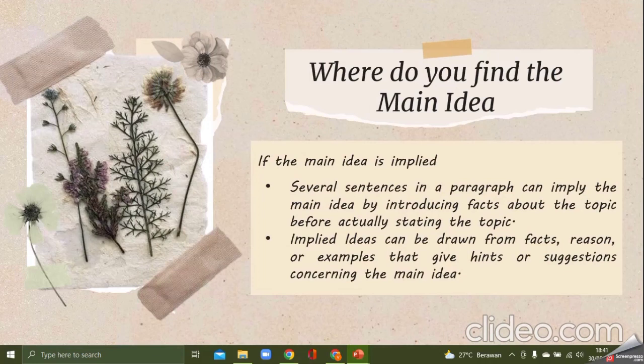Where do you find the main idea? If the main idea is implied, several sentences in a paragraph can imply the main idea by introducing facts about the topic before actually stating the topic.